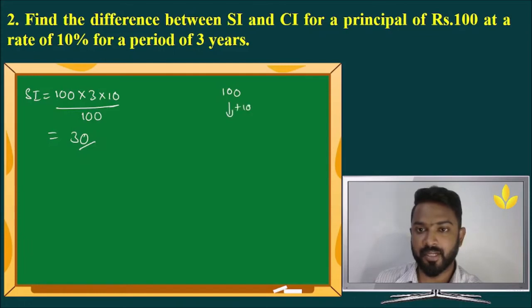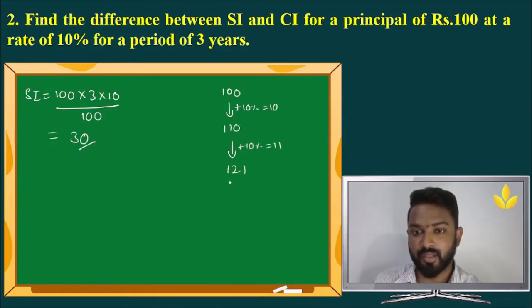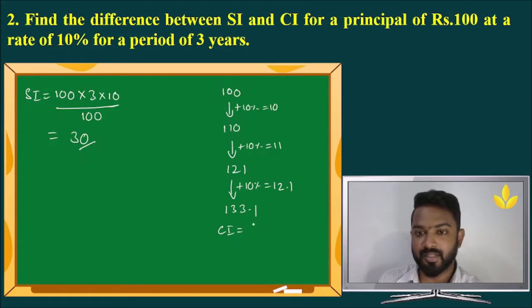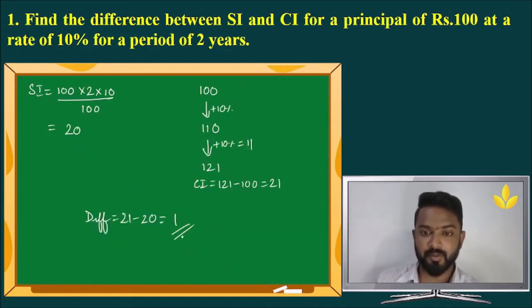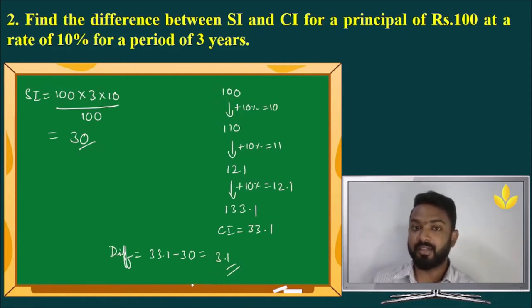This first increases by 10%. That is 10, 110. This increases by 10%, that is 11, 121. Then this increases by 10%, that is 12.1. This gets added over here, 133.1. So the compound interest is, obviously this minus this, that is 33.1. So the difference is 33.1 minus 30, that is equal to 3.1. You see, the previous question, the difference was 1. This question, the difference is 3.1. And the difference keeps on increasing exponentially.